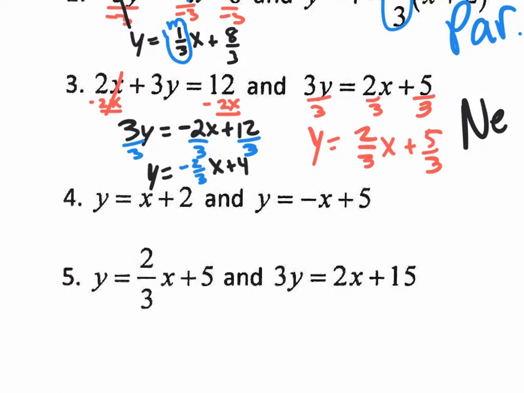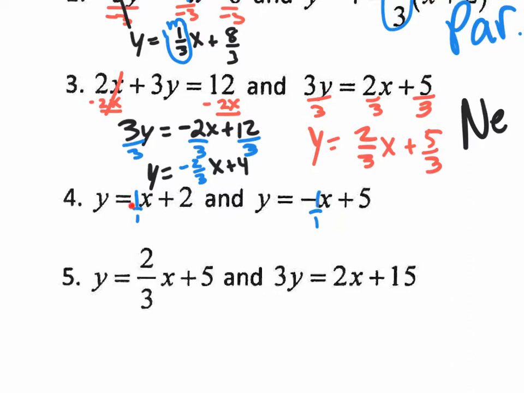Could I see my slope on this first equation? What is my slope? The 1 in front of the x, right? Or you could say 1/1. How about my slope over here? That's -1/1, right? So are these the same exact slope? No, they're not the same exact slope, so they're not parallel, right? One's positive, one's negative. The question is, are they opposite reciprocal slopes?